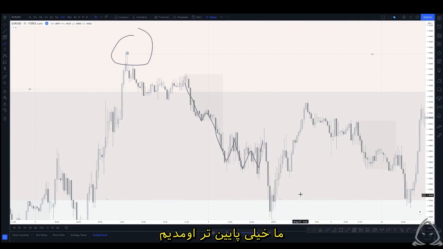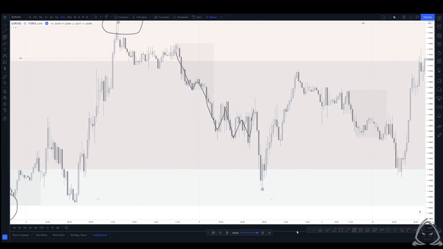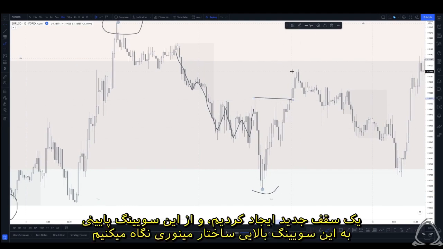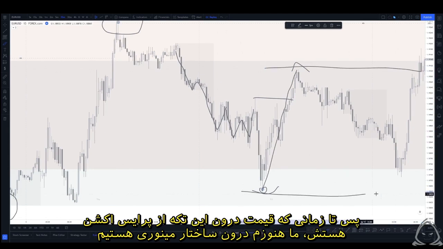We come down much lower. We create a new lower low. And then once we see this bit, we get a true change of character. We've created a new high, and we'd be looking from this swing low to this swing high of our minor structure. So as long as everything's trading within this bit of price action, it's still minor structure.